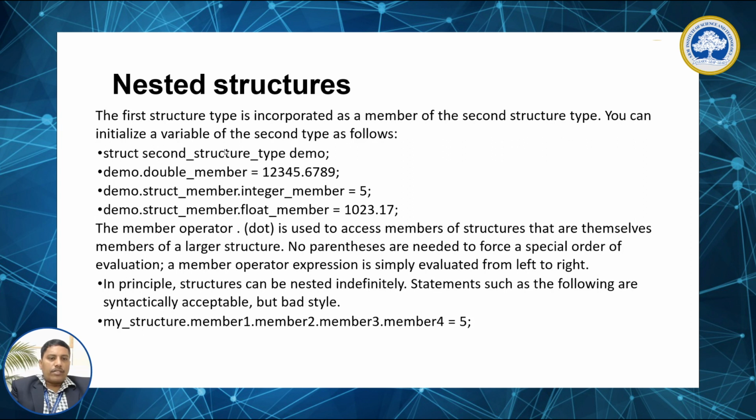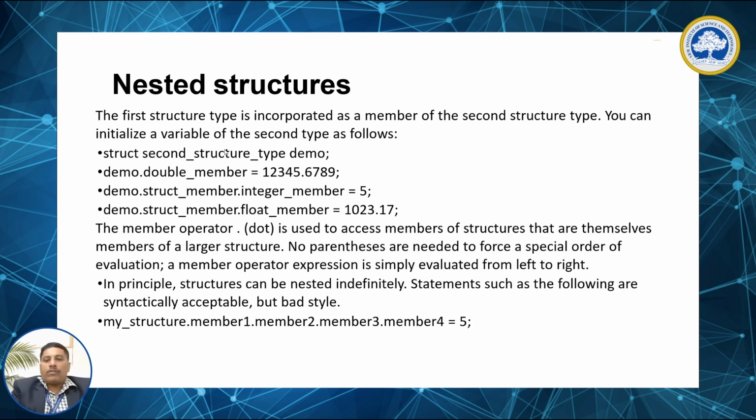If you access the second structure like this, through the second structure you can access both the first structure as well as the second structure. First, I declare a variable of the second structure type, and create demo as the variable. Through this variable I can access the members of the first structure as well as the second structure. How? demo.double member, where I assign some value, and demo.structure member integer, which I assign 5. Then demo.structure member float member is equal to that value.